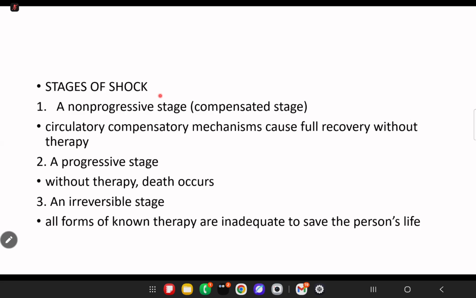But in the progressive stage, you need to intervene, because without therapy you cannot prevent death. So it is for this progressive stage that you need to intervene and treat, for your patient to survive.